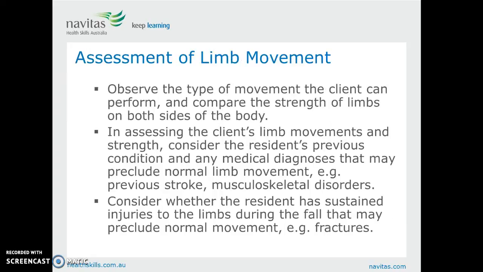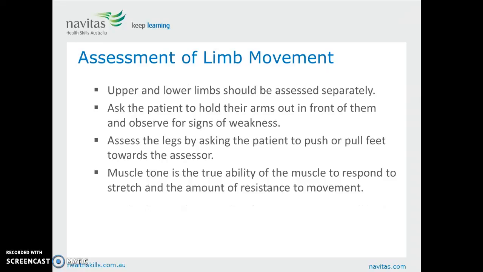Observe the type of movement the client can perform and compare the strength of limbs on both sides of the body. In assessing the client's limb movements and strength, consider the resident's previous condition and any medical diagnoses that may preclude normal limb movement, and consider whether the client has sustained injuries to the limbs during the fall or injury that may preclude normal movement, such as fractures. Upper and lower limbs should be assessed separately.